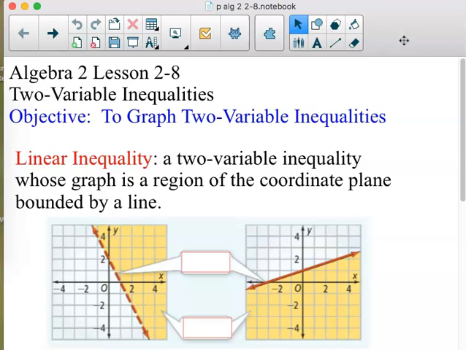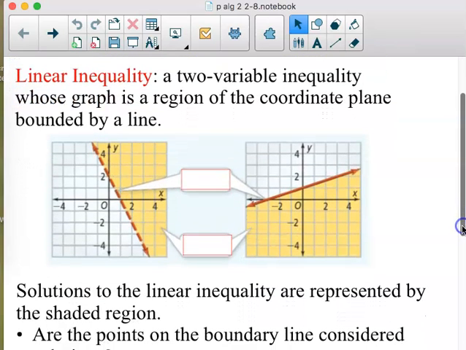A linear inequality. What's the root word of linear? Line. So these are lines, but they're inequalities, so not always equal to. It has that less than, greater than thing going on. Now, a two variable inequality whose graph is a region of the coordinate plane is always bounded by a line. Sometimes that line includes answers, sometimes it doesn't.